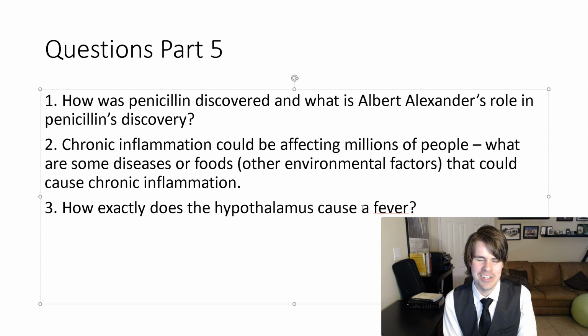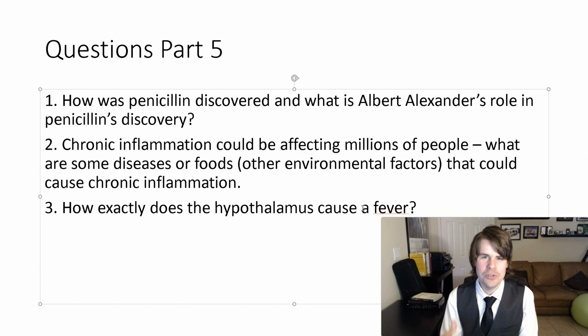I do want you to answer that question. How exactly does the hypothalamus cause a fever? What exactly does it do to increase, obviously there's those proteins involved, but what do those proteins actually do in the hypothalamus to cause it to reset the thermostat and actually crank up the heat in our bodies?